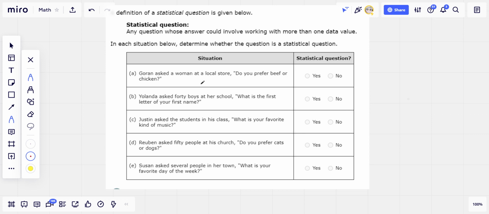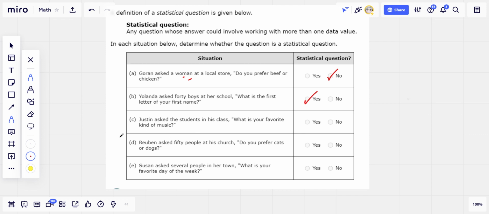A says, Goran asked a woman at a local store, do you prefer beef or chicken? What is that, statistical or not? I hope you said no, because it was just one woman. All right, B. Yolanda asked 40 boys at her school, what is the first letter of your name? And that is statistical. 40 different boys were asked, so that's good.